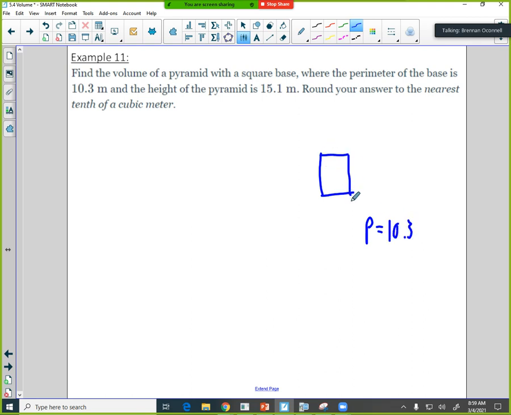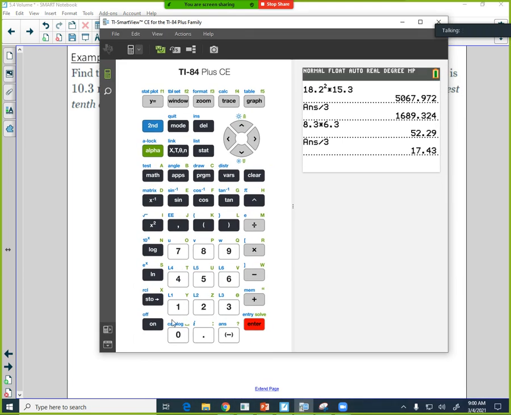So that means that each side, because it's a square, each side is the same size. So 4 of these added up equals 10.3. So to get a side, we should do 10.3 and divide it by 4. If 4 of these sides added up makes 10.3, but we just want the length of a side, divide it by 4. So if we go here, 10.3 divided by 4.